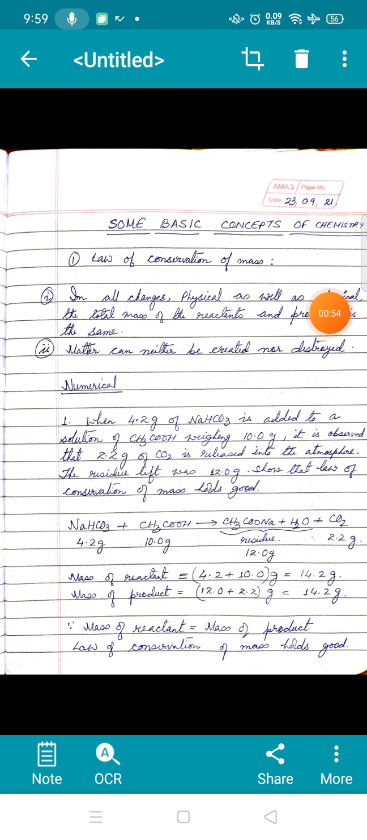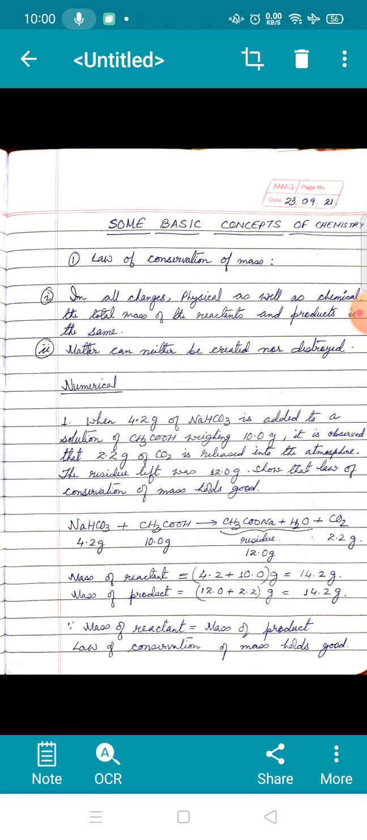To understand this, we can take an example. I have given you a numerical here. When 4.2 gram of sodium bicarbonate is added to a solution of acetic acid weighing 10.0 gram, it is observed that 2.2 gram of carbon dioxide is released into the atmosphere. The residue left was 12.0 gram. Show that law of conservation of mass holds good.